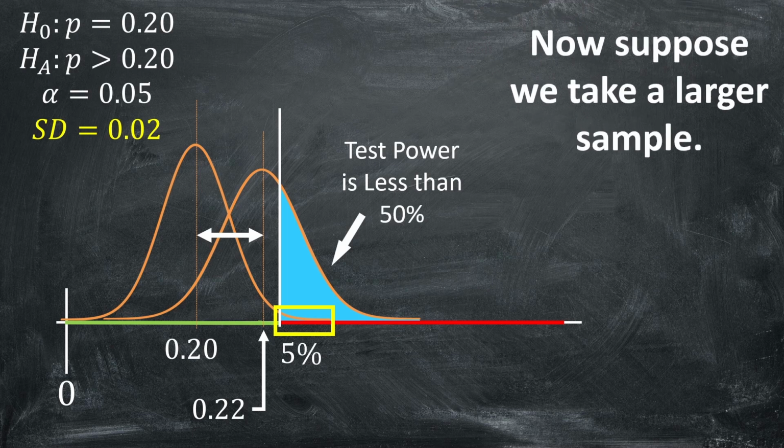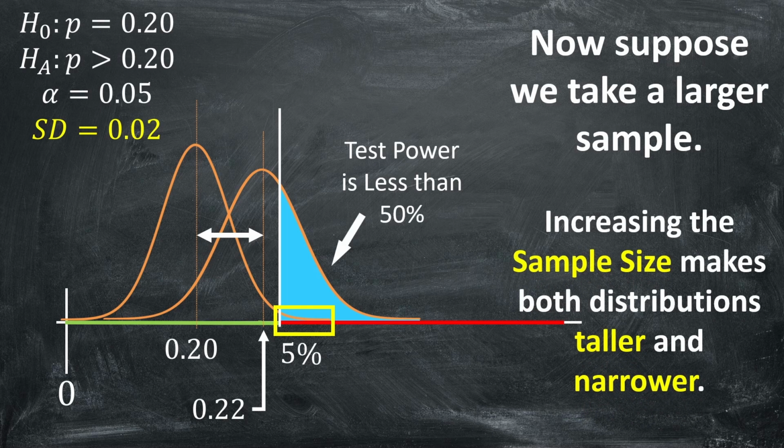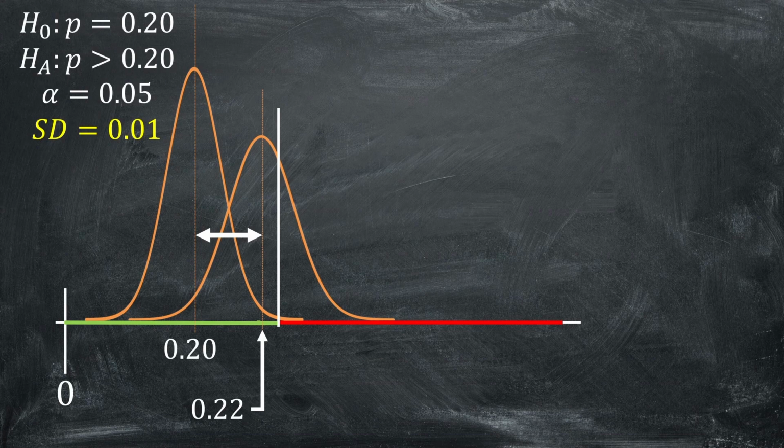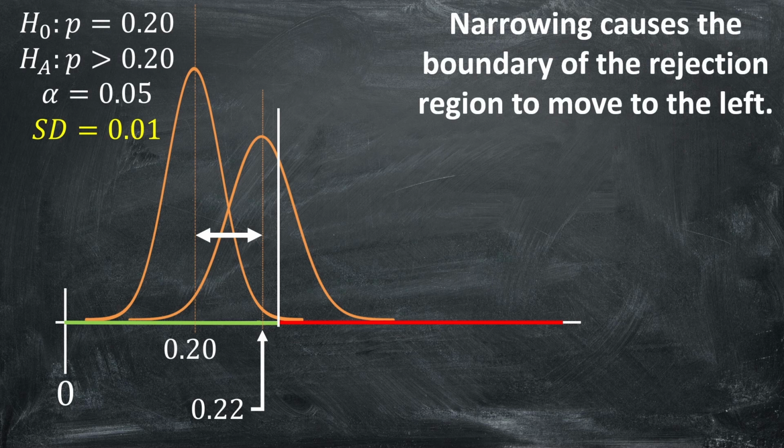So now we're going to take a larger sample. What impact will that have on these distributions? Increasing the sample size makes both distributions taller and narrower. So let's see what effect that has. So they might look something like this. Narrowing causes the boundary of the rejection region to move to the left.